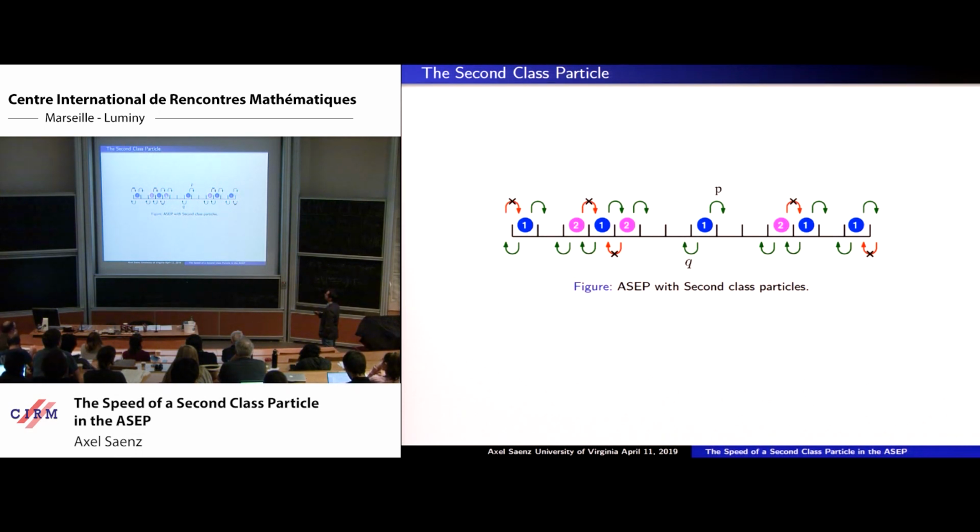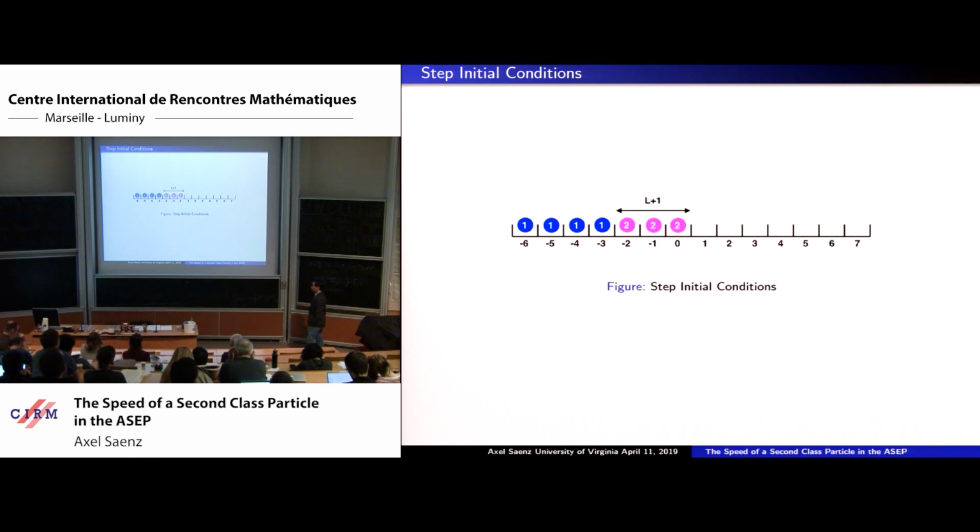When you have a number 2 particle trying to make a jump to a position occupied by 1, it's not going to be able to do it. One way to think about it is that 1 sees the 2 particle as a hole. It doesn't detect it. For the initial conditions that we're going to be discussing in this problem, we're going to take step initial conditions, with an arbitrary number of 2 particles at the beginning. So this is what we're interested in.